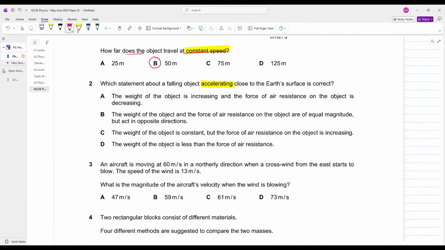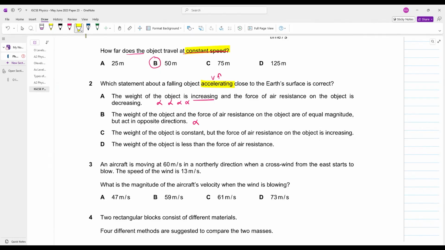Which statement about a falling object accelerating is correct? Okay, so the velocity is increasing close to the earth's surface is correct. Which statement about an object that is accelerating close to the earth's surface is correct? Okay. The weight of the object is increasing, never ever. Weight can never ever increase. The weight of the object and the force of air resistance of the object are of equal magnitude, no.